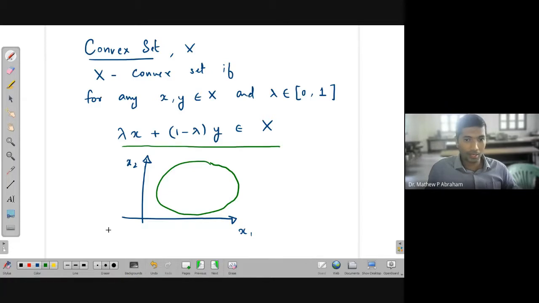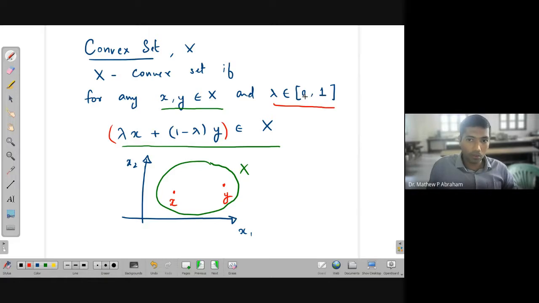And what this condition is saying is that you consider any 2 points x, y in the set capital X. For example, I am considering this point as x, and I am considering another point here. You can consider any point. It can be on the boundary, but not outside the boundary. Outside the boundary is not a part of the set. So if you consider any 2 points like this, now try to understand what is this lambda x plus 1 minus lambda y, where lambda is varying from 0 to 1.